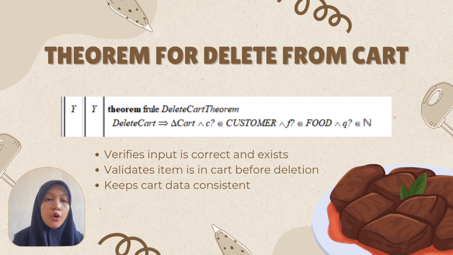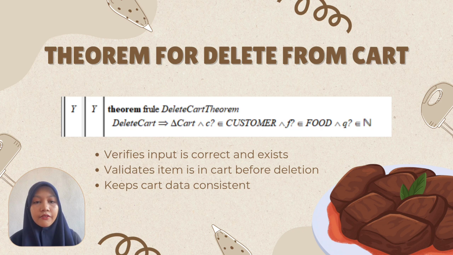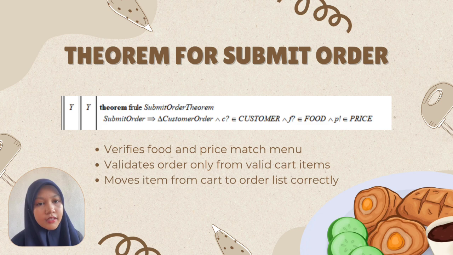First, we have aggregate theorem. For this theorem, the verification is to ensure that the operation only runs when customer, food and quantity are valid. That is for validation. It is to confirm that only positive quantities are allowed and prevent adding unknown values. So the key point for this theorem is to prevent invalid or duplicate items from being added to the cart.